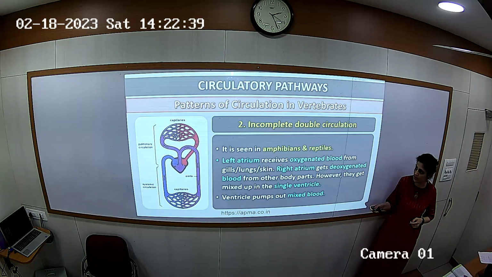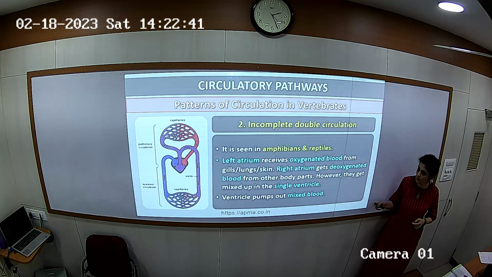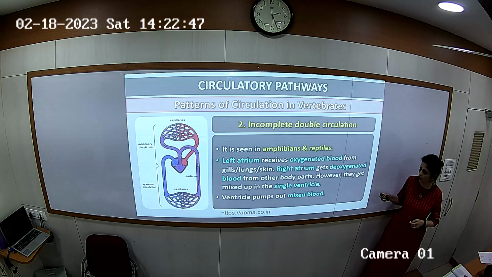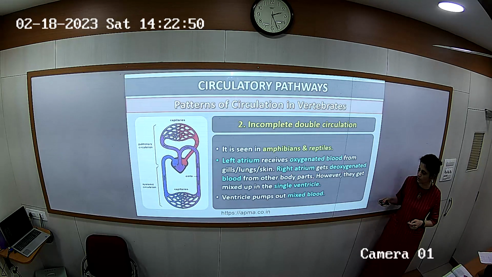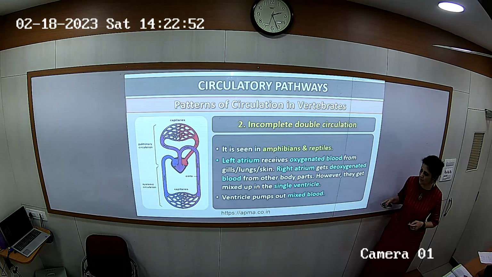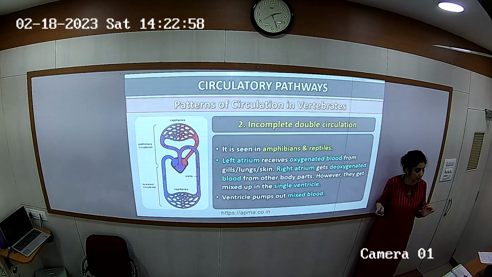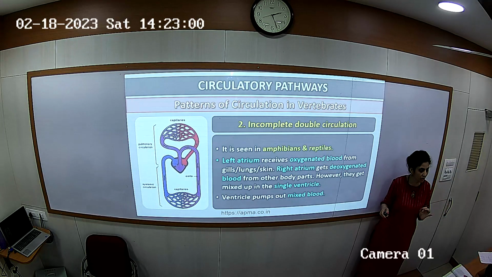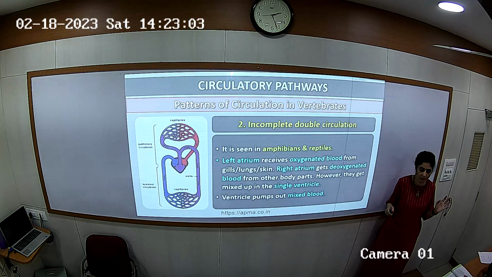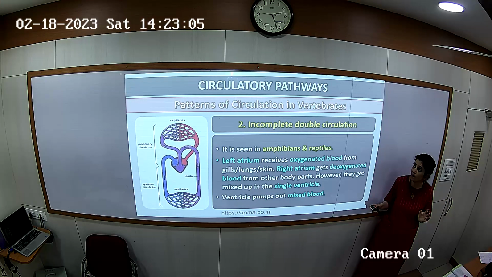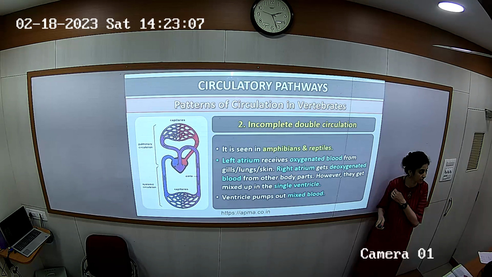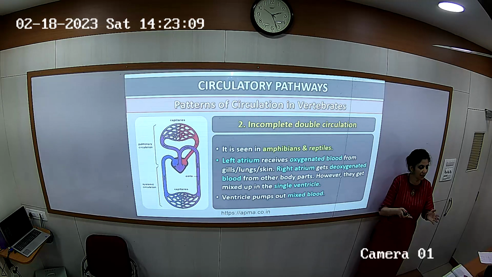So let's look at the circuit. The left atrium receives oxygenated blood from the gills, lung or skin, that is the respiratory organ. The right atrium gets deoxygenated blood from the body parts or tissues. However, they get mixed up in the single ventricle. The ventricle pumps out dash blood. Mixed blood. Neither oxygenated nor deoxygenated. Understood? So this is incomplete double circulation. Incomplete double circulation. This is evolution.